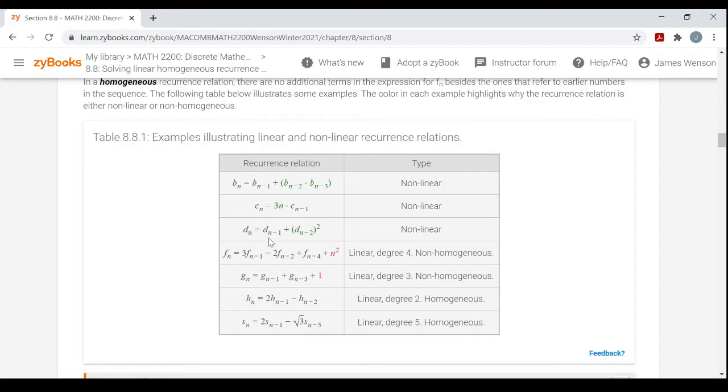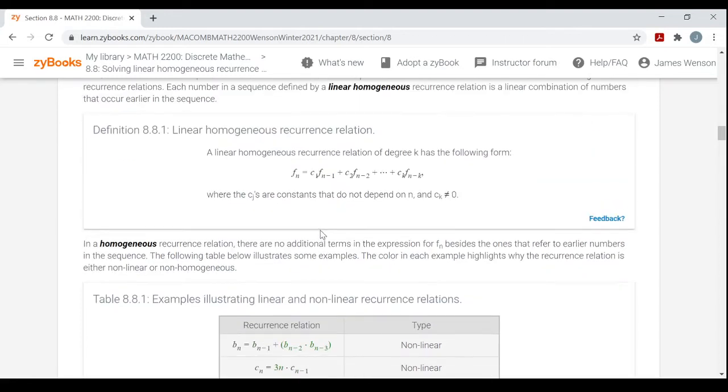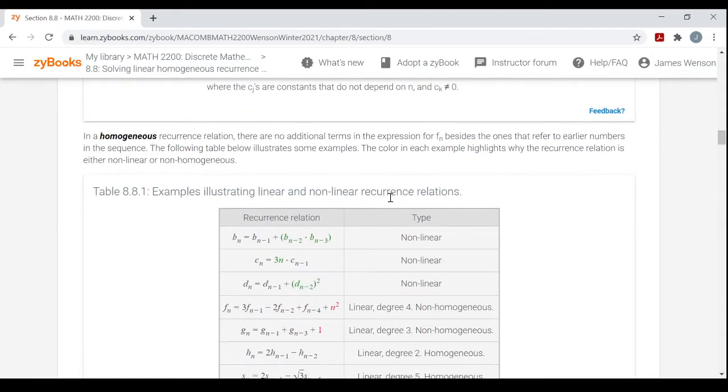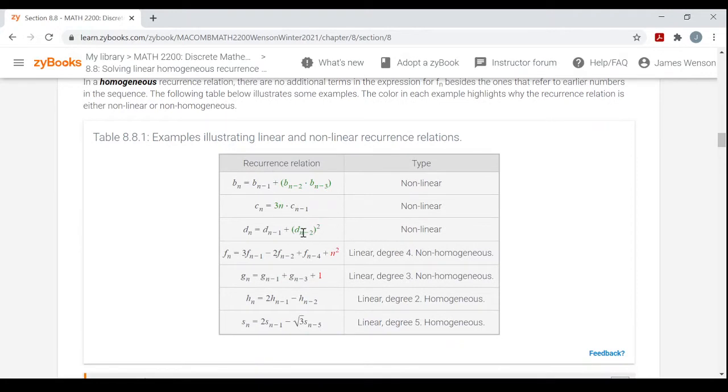Here, d sub n equals the previous term, d sub n minus 1, plus the term before that, d sub n minus 2, but that term is being squared. Again, notice back in the form for a linear homogeneous, every single one of these previous terms is to the first power. That's why it's linear. So this is why that's not linear, because you have d sub n minus 2 squared, raised to a power other than 1.